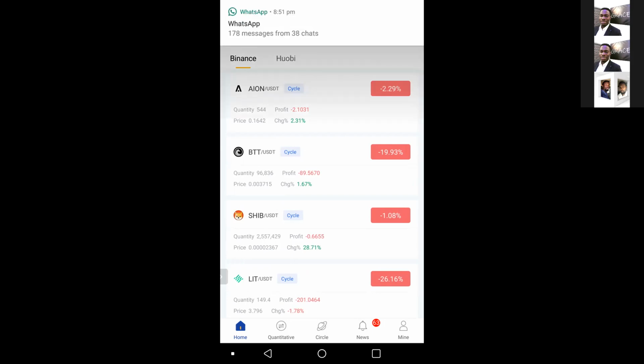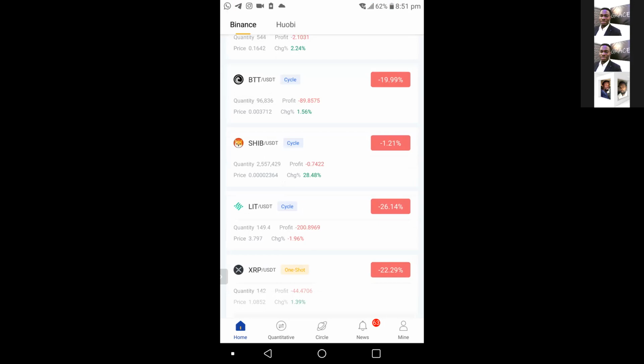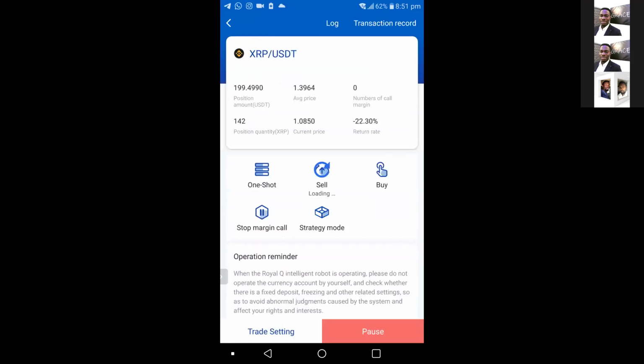Even on one shot, see for example this XRP is on one shot, but as long as I don't close the trade, I've not lost that minus 44 that you see here. As long as I don't close this trade, I've not lost it. I'll just wait for the market to recover, because I already set it that once it gets to 20%, which is very high anyway, I will still reduce it.